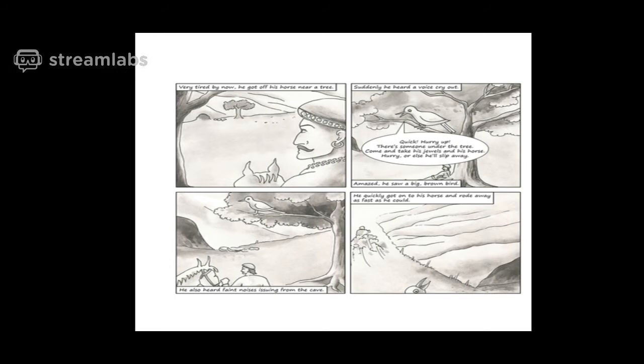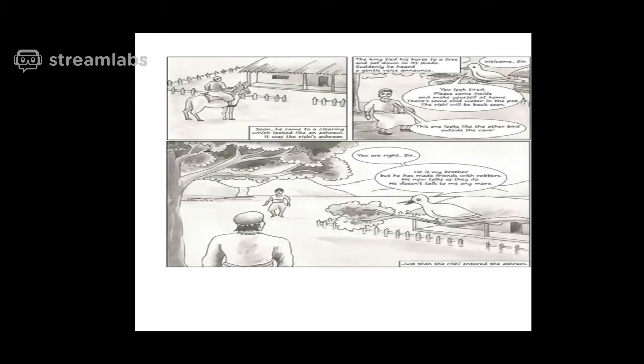The king was amazed. He looked up and saw a big brown bird on the tree under which he was sitting. He also heard faint noises issuing from the cave. You can see here the third picture. Near the cave, he's looking at the cave. He quickly got onto his horse. Next, fourth picture. He rode away as fast as he could. Now next picture.